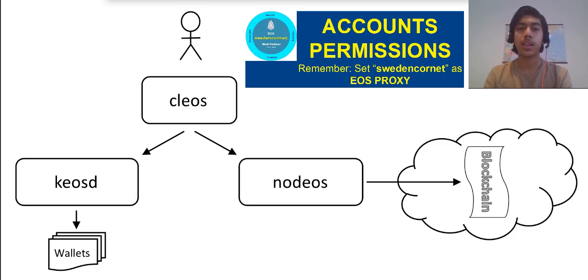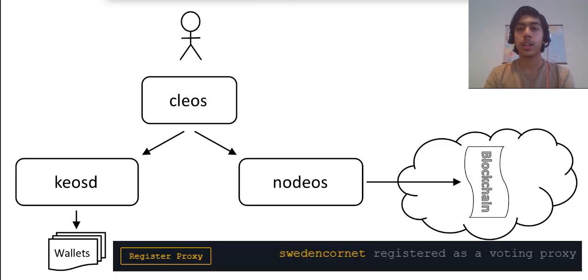Cleos is a command line tool. In order to use Cleos, you will need to have the endpoint, IP address, and port number to a Nodeos instance, and also configure Nodeos to load up the EOS IO chain plugin.